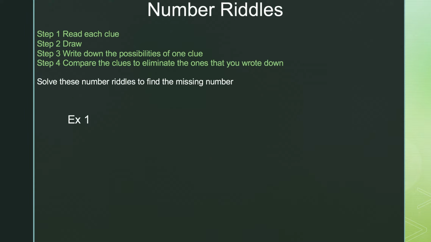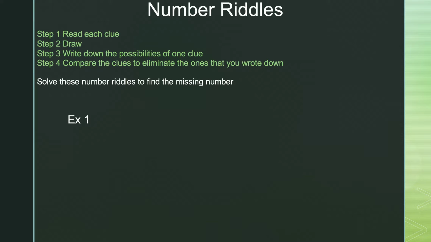Now let's take a look at these different examples. And if you follow these steps, you will be golden. So let's read them. Step 1, read each clue. Step 2, draw. That could be anything, whether it's a table, multiples of a number, or anything else. Step 3, write down the possibilities of one clue. Step 4, compare the clues to eliminate the ones that you wrote down.